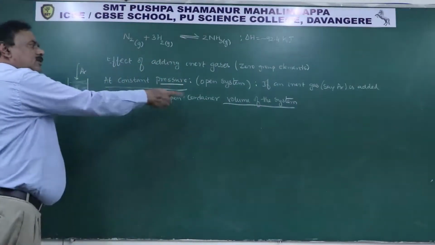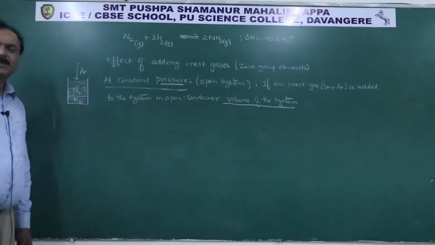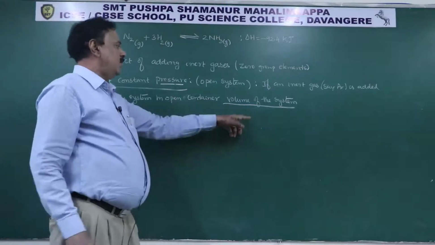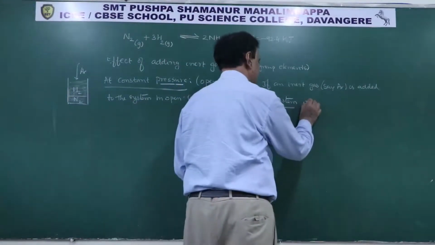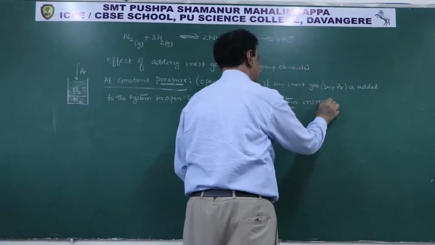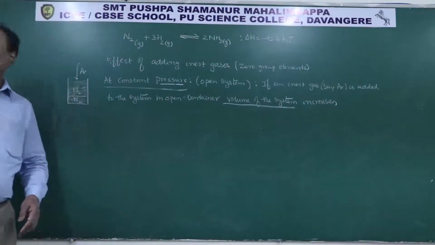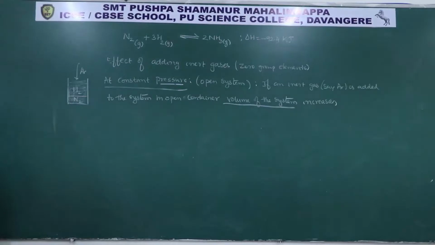At constant volume, the pressure of the system increases. See the previous and this example. At constant pressure, the volume of the system increases; at constant volume, the pressure increases.